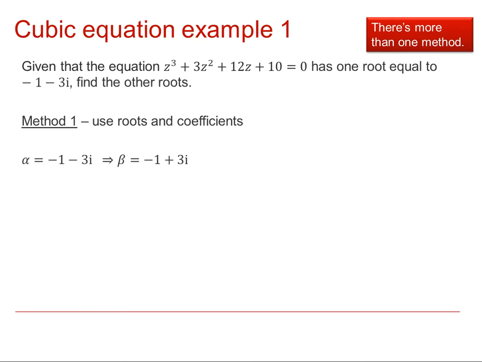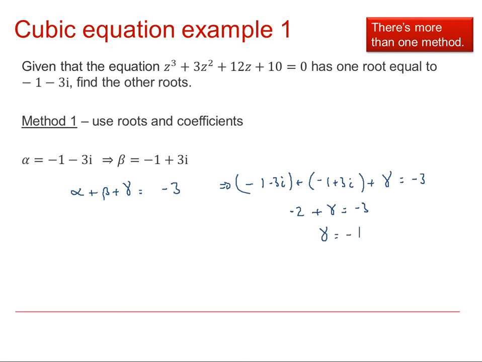Well, we know that the sum of the roots, alpha plus beta plus gamma, is equal to minus b over a, so that must be equal to negative 3. But if we substitute for alpha and beta, we therefore get that minus 1 minus 3i plus minus 1 plus 3i plus gamma must be equal to negative 3. Or in other words, minus 2 plus gamma is equal to negative 3, and therefore we can see that gamma must be equal to negative 1.